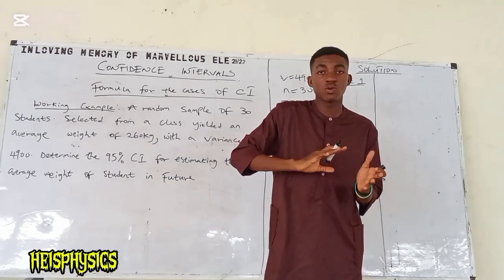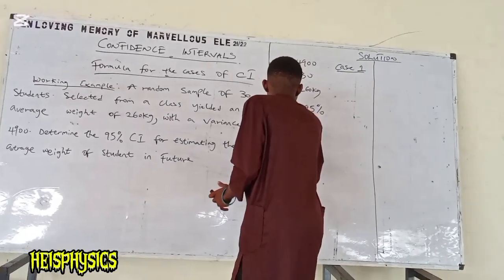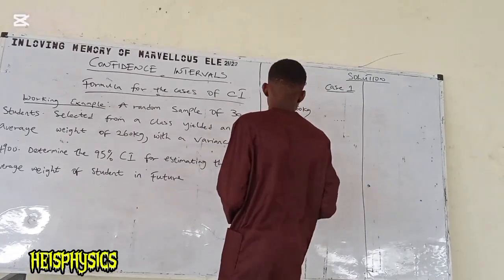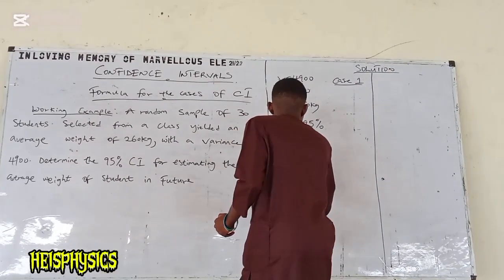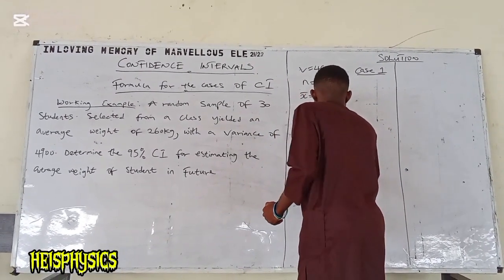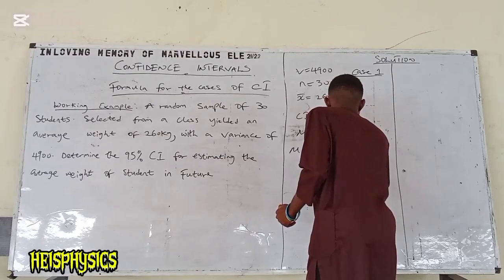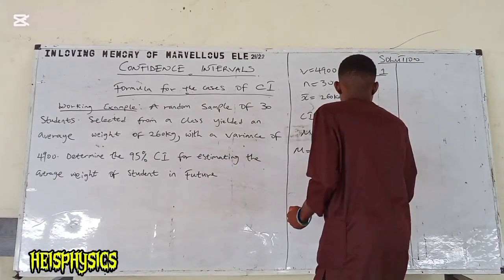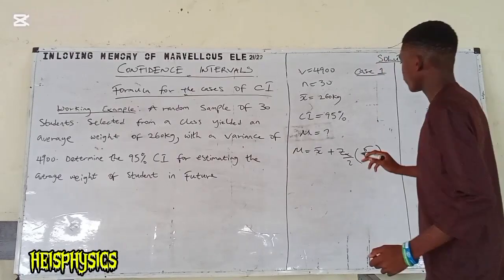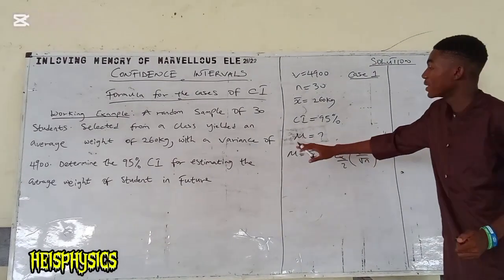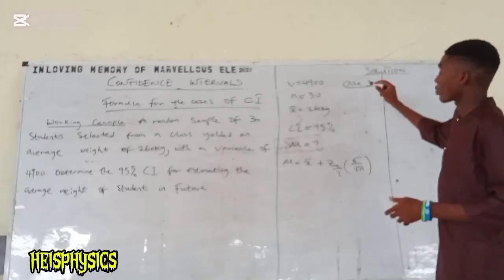Average weight of the student is the population mean. So our mean equals unknown. From case 1, mu equals X bar plus or minus Z times standard deviation all over square root of n. This is the formula to find our population mean for case 1, because this is a case 1 problem.